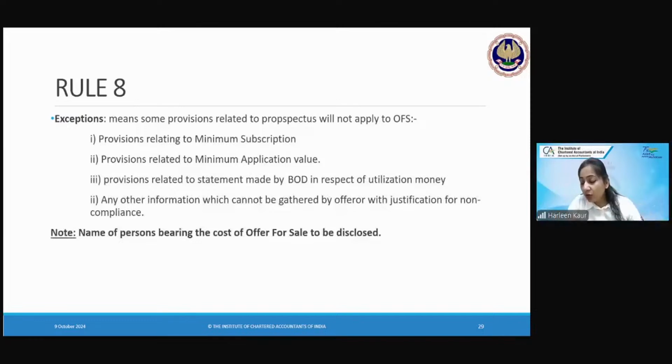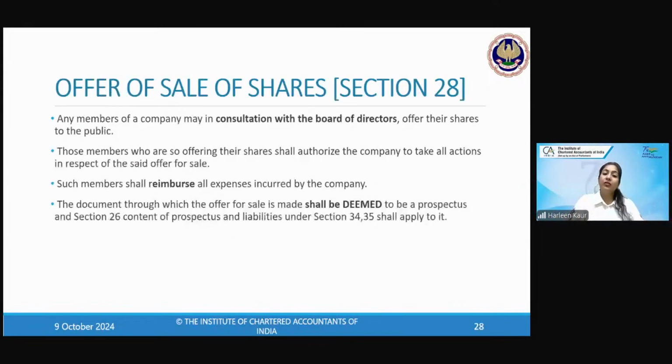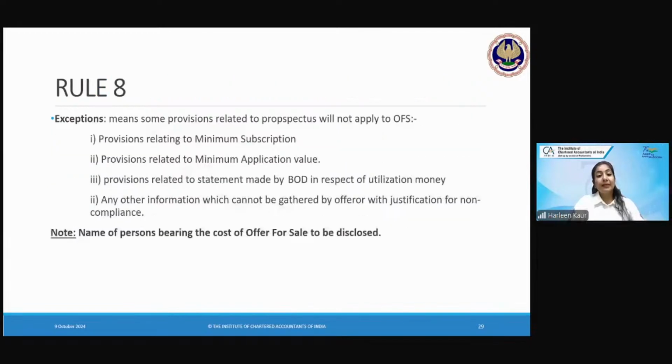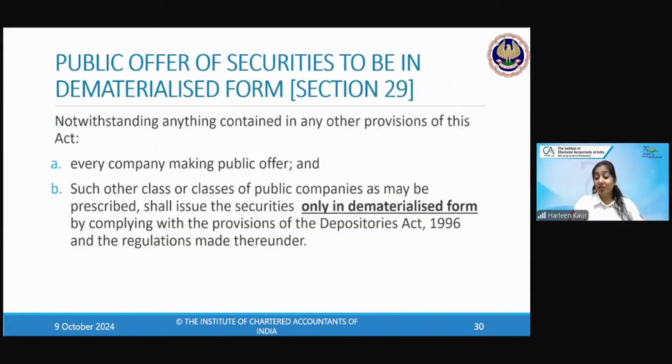And the issuing house, which is publishing the document, is publishing it as an offer for sale. It shall be as per the prospectus. This is how it has to be done. Board of directors approval is required and reimbursement has to be done. Is that clear? Any doubts in Section 28?